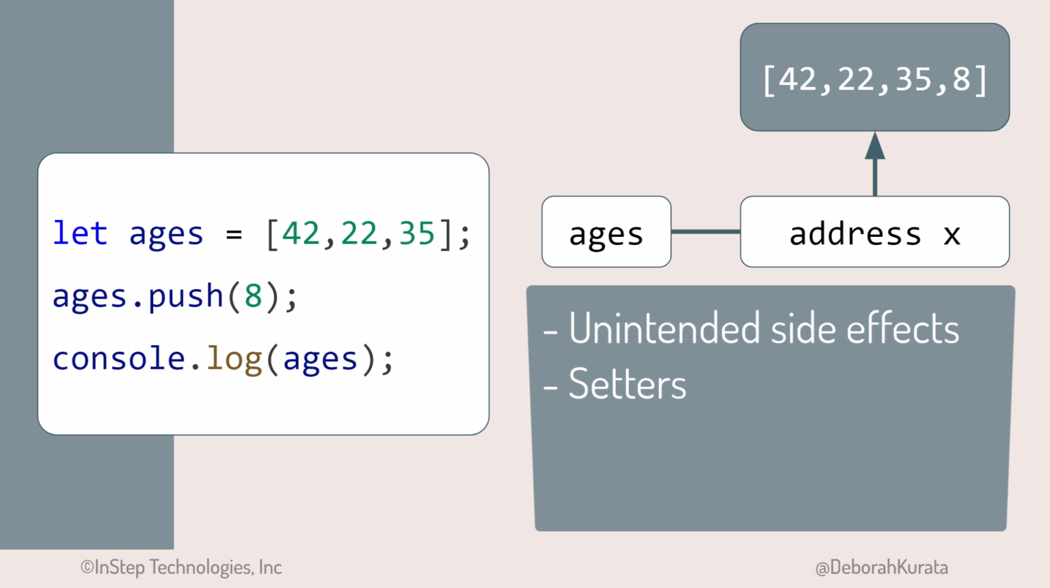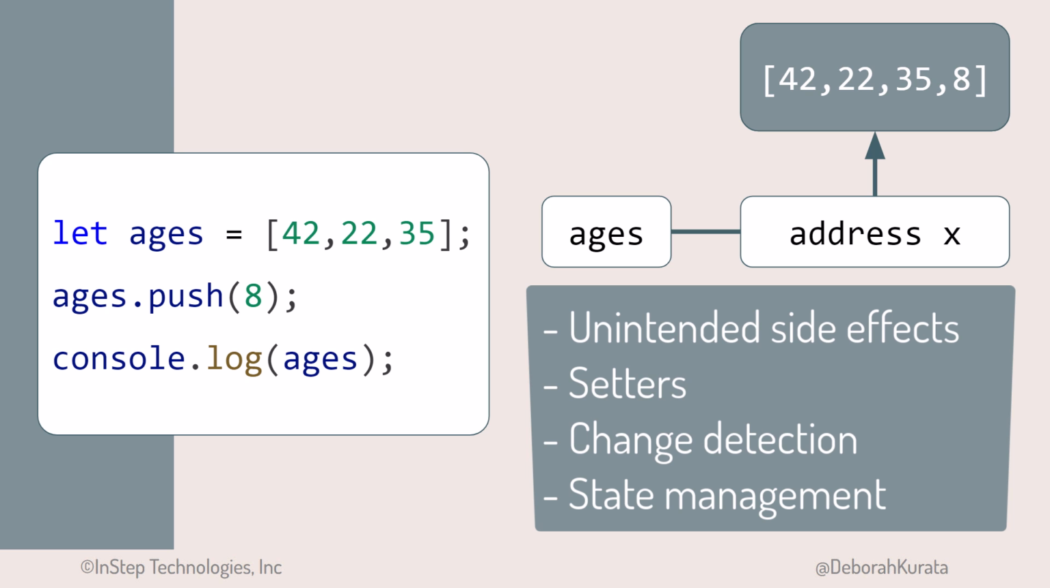Say you have code in a setter that should execute when the array is changed. Or you're working with a framework, such as Angular, that provides change detection. Or you're using a state library, such as Redux, that requires immutability. As we saw in this example, our array is changed, but our ages variable didn't actually change, since it's referencing the memory address. So the setter or change detection or state management might not see that the array was changed.